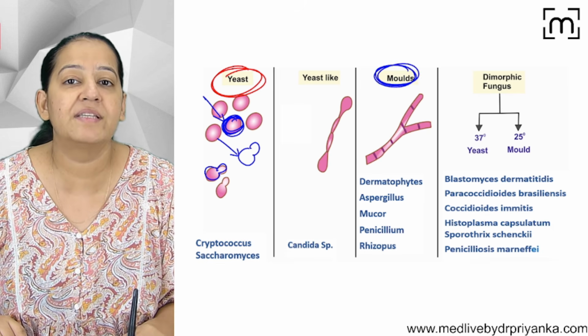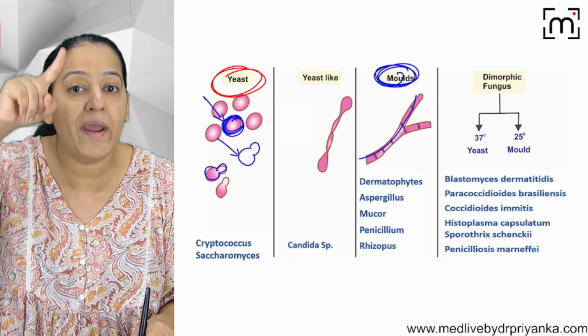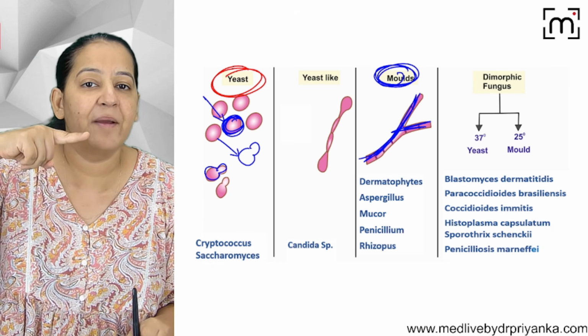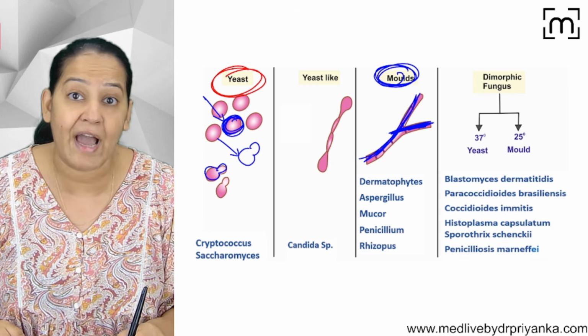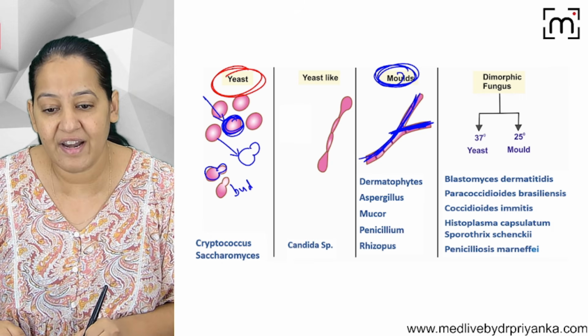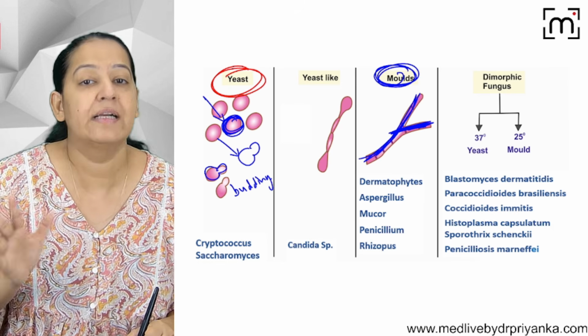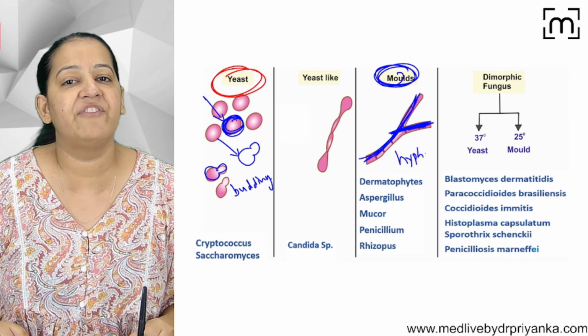Number 2, molds. Here the fungus is elongated in shape. You can appreciate the fungus is elongated in shape and it is dividing by branching. The branches are known as hyphae. So here the fungus is spherical and divides by budding. And here the fungus is elongated. It's not spherical. It's elongated and it divides by hyphae formation.